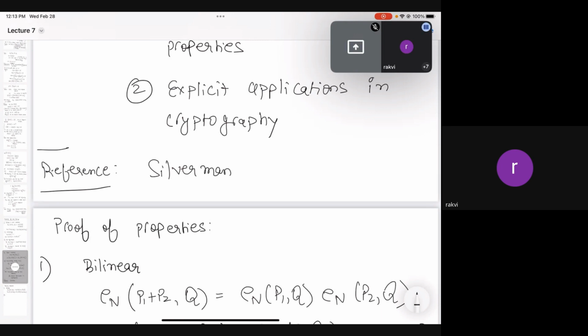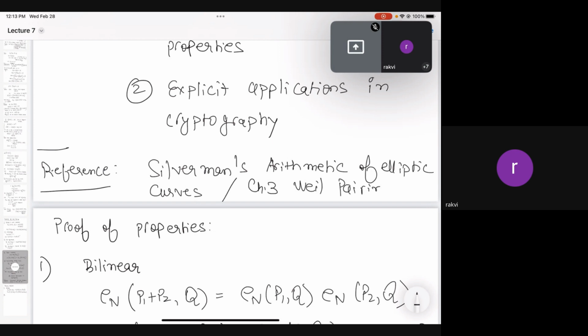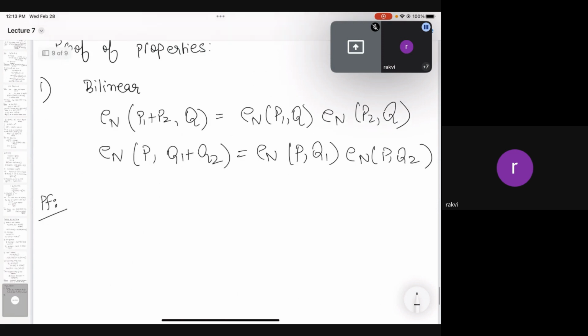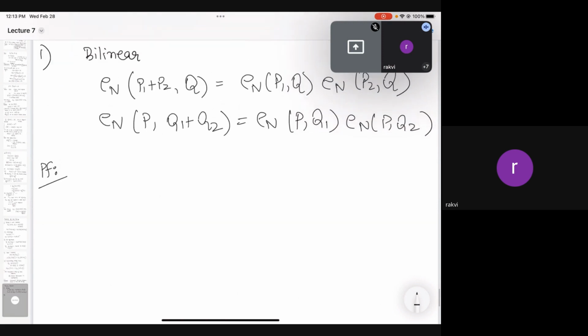The title of the book is Arithmetic of Elliptic Curves, and the section is chapter 3, the Weil pairing. All the proofs are given in detail. I'll demonstrate for the first variable because it's easier, and for the second variable, it's given in detail in the textbook.